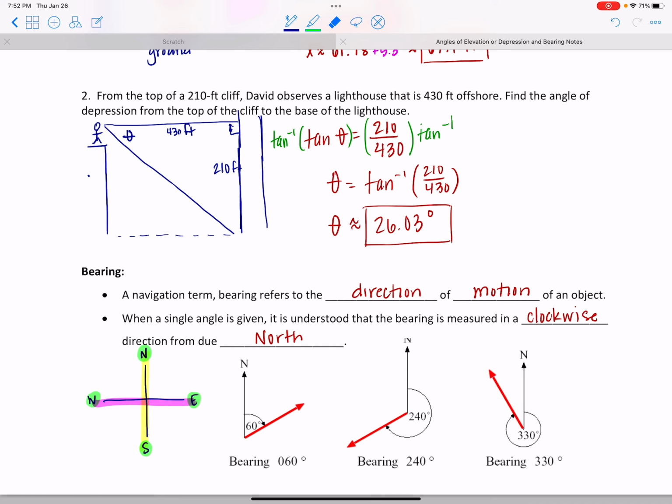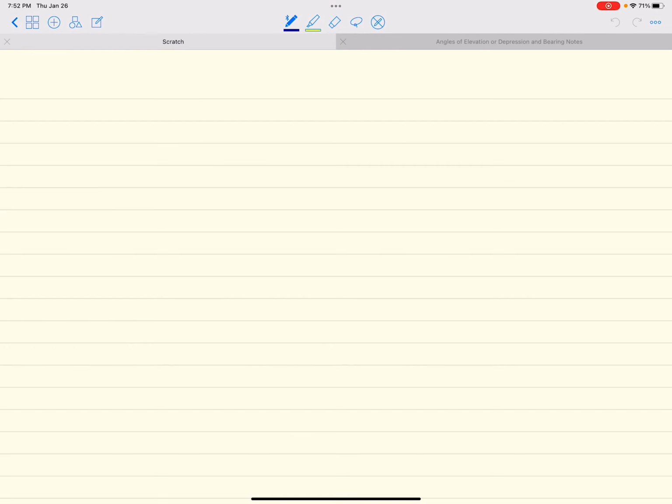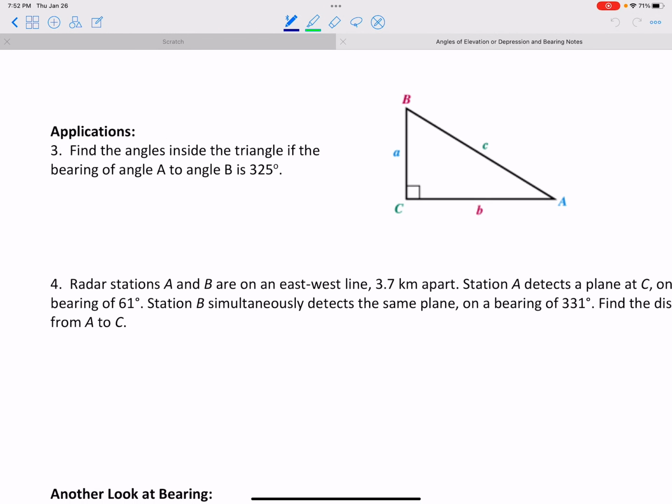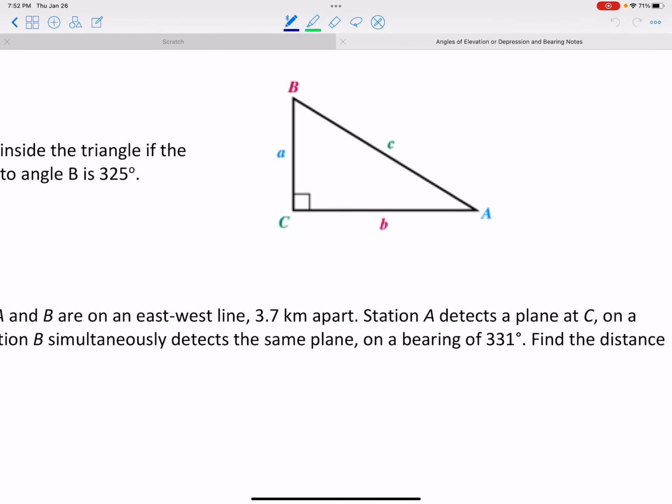Alright, so now let's look at some applications of this. Okay, so for example, find the angles inside of the triangle if the bearing of angle A to angle B is 325 degrees. So let's try to figure this out. So angle A to angle B.